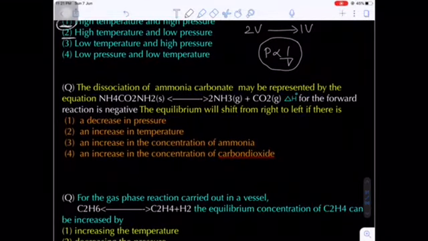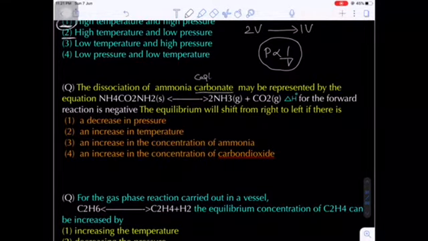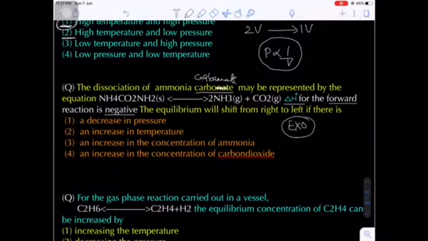Now, the dissociation of ammonium carbamate may be represented by the equation NH4CO2NH2 solid to give 2NH3 gas plus CO2 gas. The delta H naught, the standard enthalpy change for the forward reaction, is what? Negative. That means this reaction is an exothermic reaction. This is very important. The equilibrium will shift from right to left. This is an exothermic reaction.